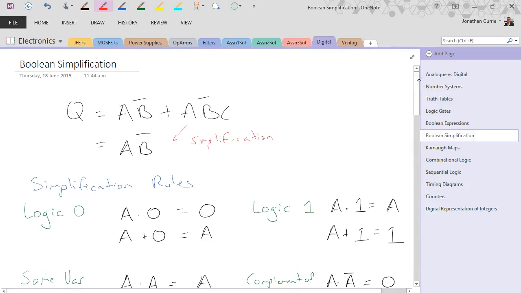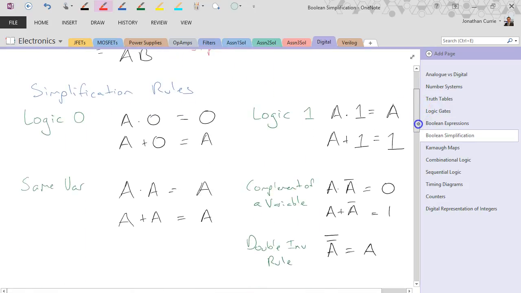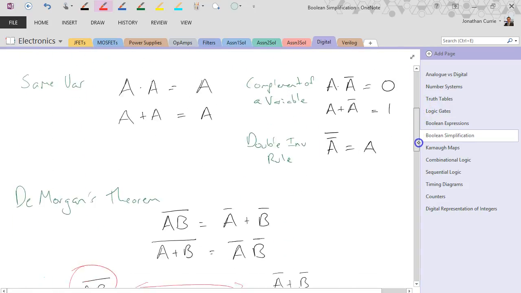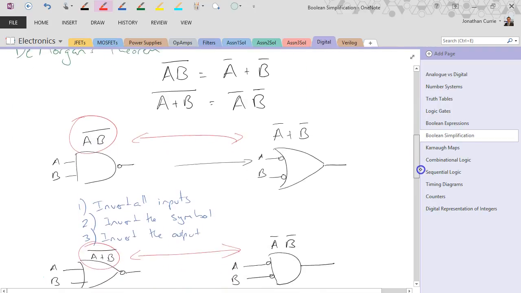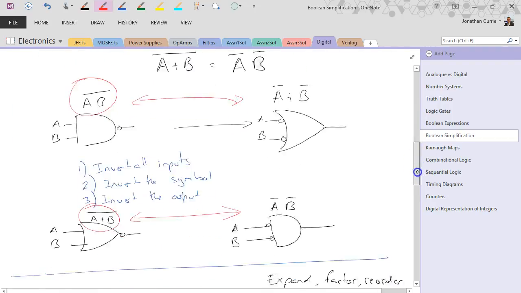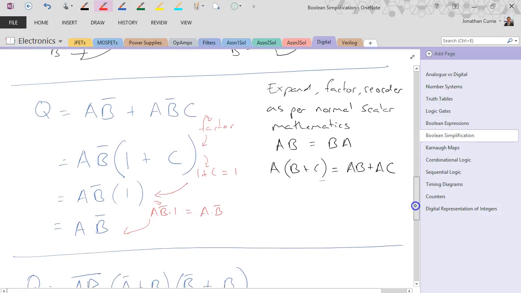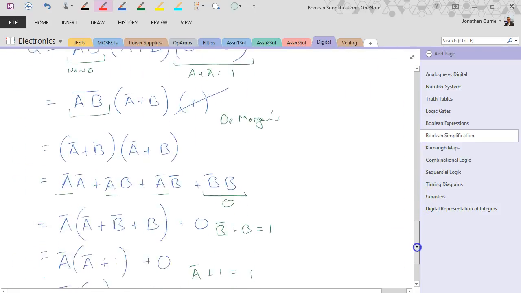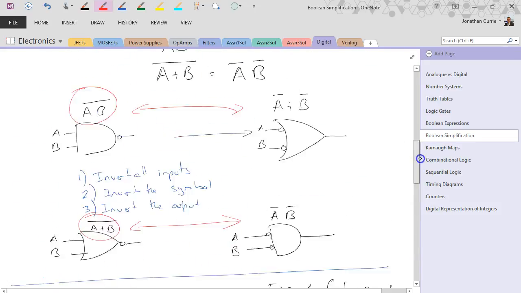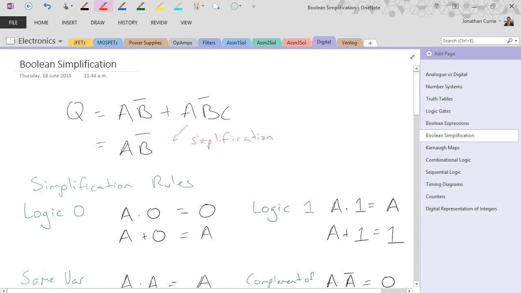So, quick summary, Boolean simplification. Remember your simplification rules, make sure you understand them and can apply them. Practice De Morgan's. My little 3-step process here works quite well. Standard mathematical rules apply, and do examples. This will help you learn and apply these rules faster and without error.